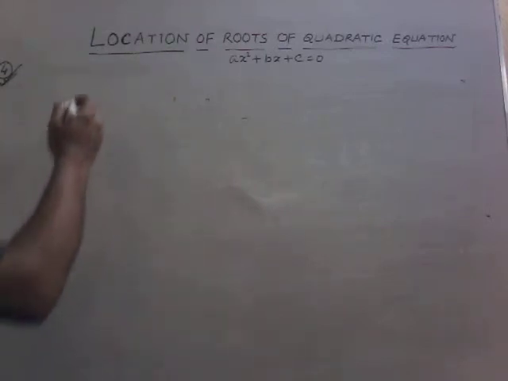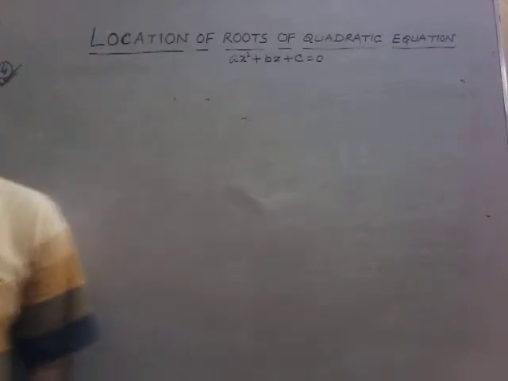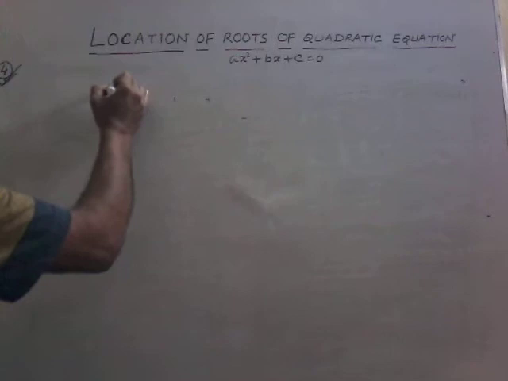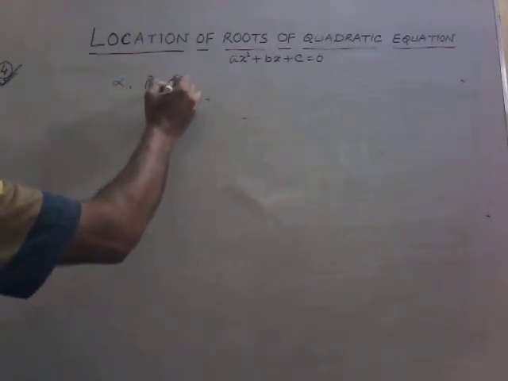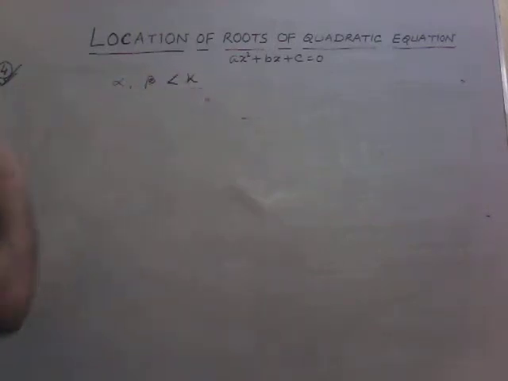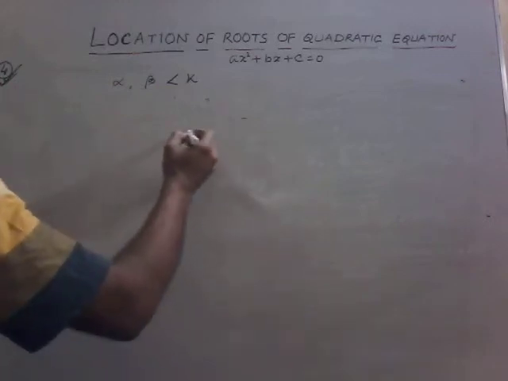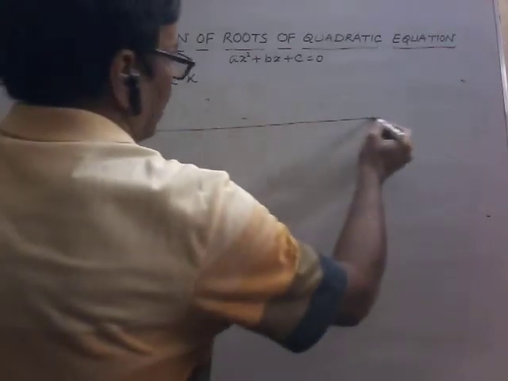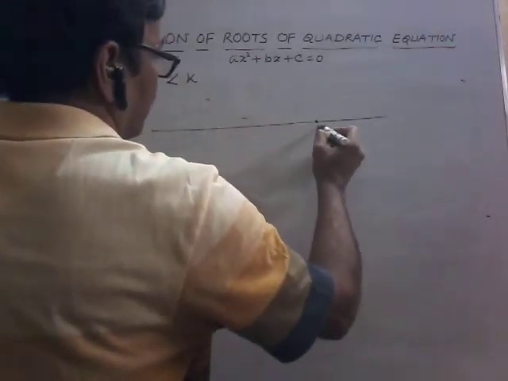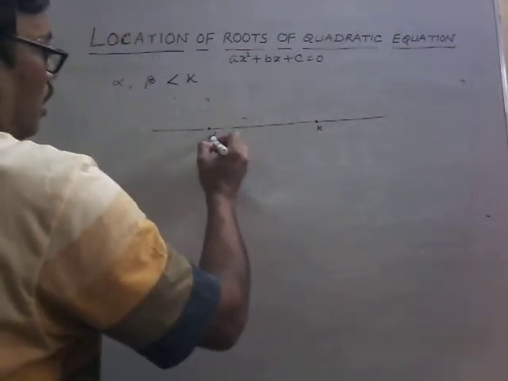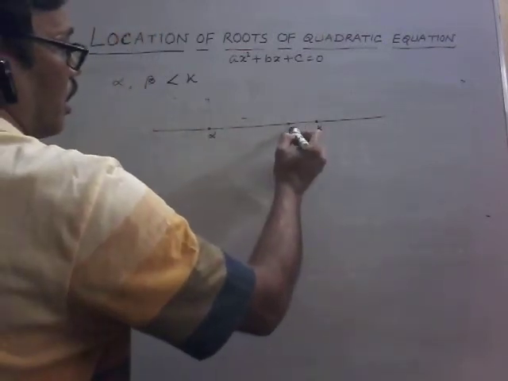So case 5. Case 5 is alpha and beta less than k. Both the roots are less than k. So the figure will be like that. K, alpha, and this is beta.